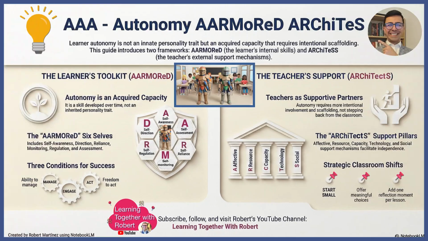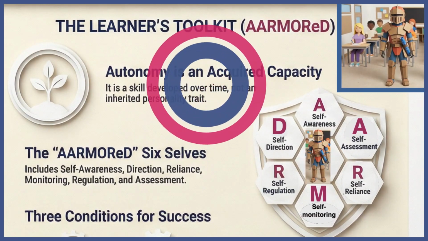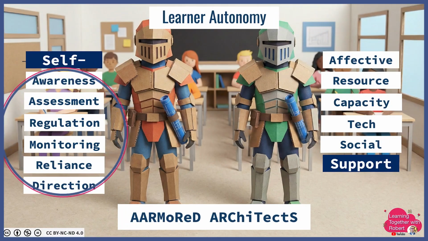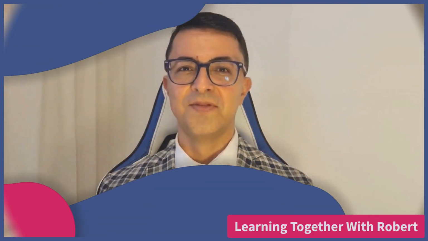Rethinking learner autonomy. One of the biggest takeaways from my CPD experience was realizing that learner autonomy is not a personality trait. It's an acquired capacity. Learners are not autonomous or not autonomous. They are developing autonomy skills over time. These skills are often described as the 6 selves: self-awareness, self-direction, self-reliance, self-monitoring, self-regulation, and self-assessment.